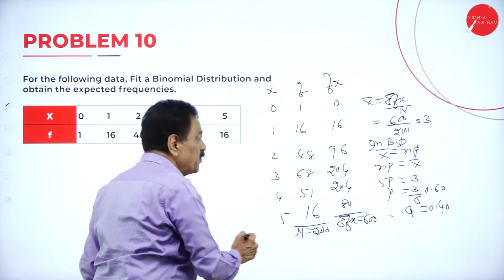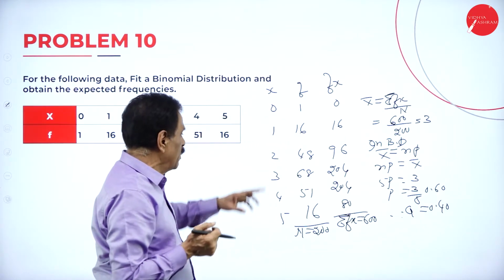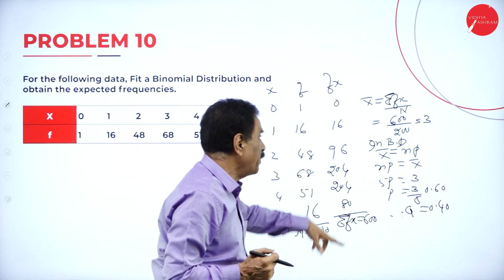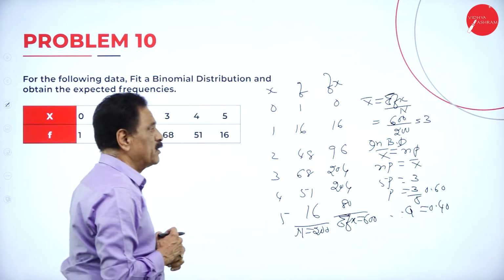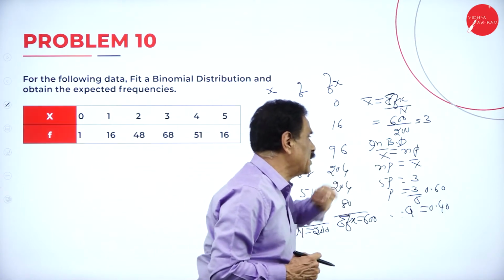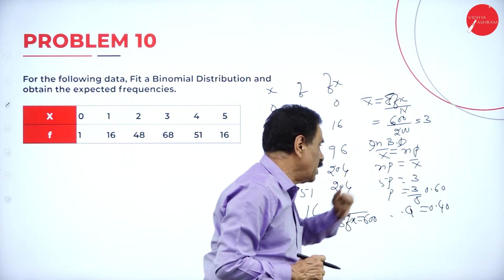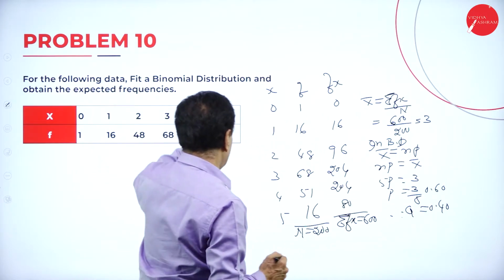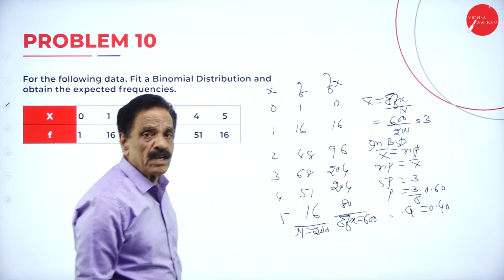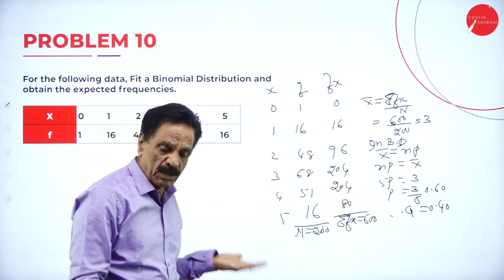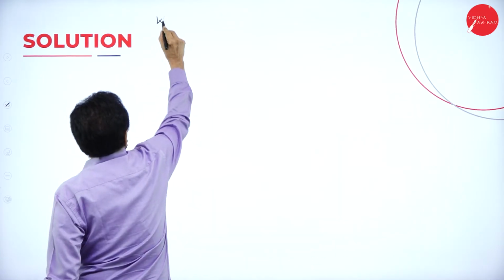This you have to learn. Why do you require this now? We require p and q in the binomial distribution. First, add this sigma fx. Mean is equal to sigma fx over n. 600 divided by 200 is 3. In binomial distribution, mean is equal to np. How many items are there? 5. 5p is equal to 3. p is equal to 3 by 5, 0.60. q is equal to 0.40.